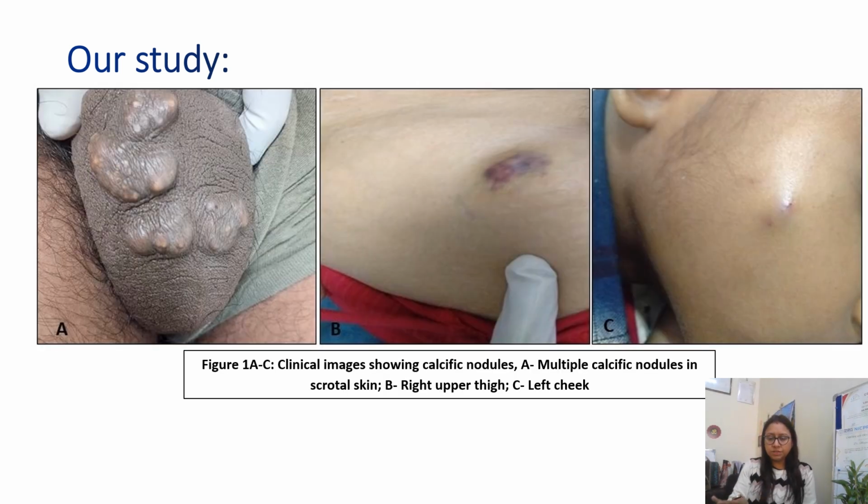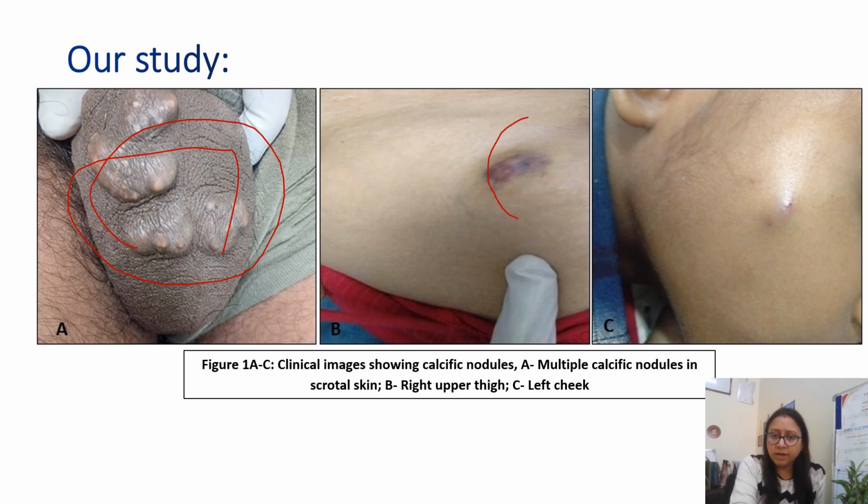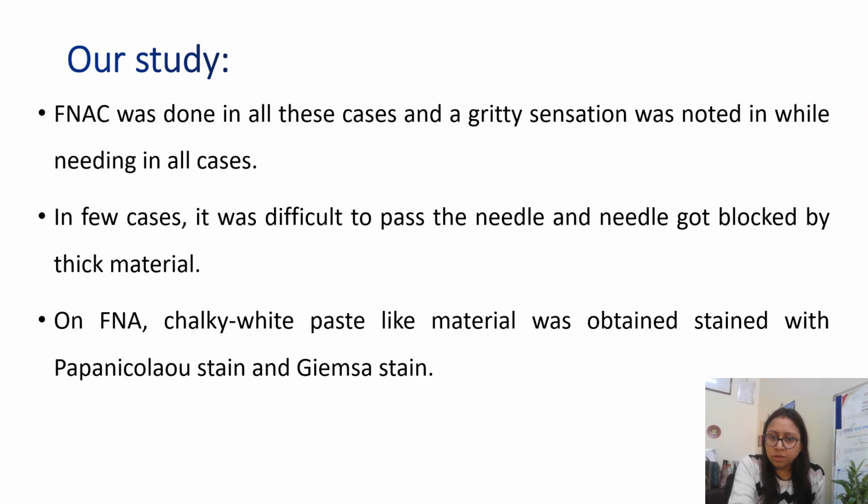So this is the clinical picture I am showing you. Here the scrotal skin is showing multiple firm to hard nodules. FNAC was done, and chalky white material was aspirated. And this second image is of the right upper thigh, where there was a bluish brown to bluish discolored nodule, firm to hard. And the patient also presented with a swelling on the left cheek. So this was all the clinical picture I am showing you.